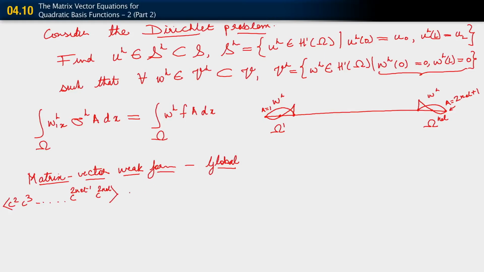Here we pick up 2E. We are now coming up to what will eventually give rise to our stiffness matrix. So here we have 2EA over h.